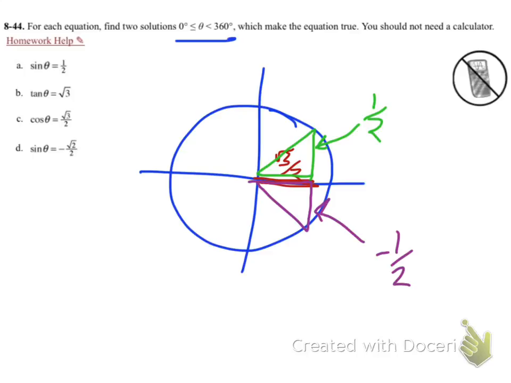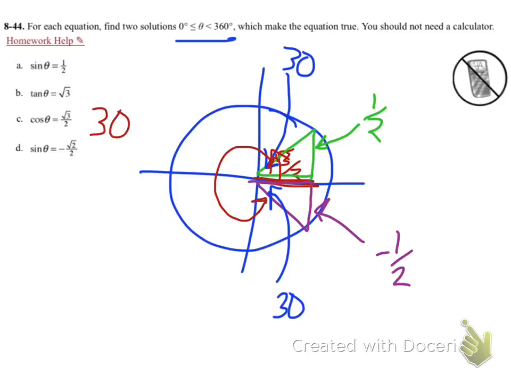And those triangles are going to go with this angle measure being 30 degrees. That means that this one here is also 30 degrees. And the answer for theta is then going to be 30. And this one here is 330.